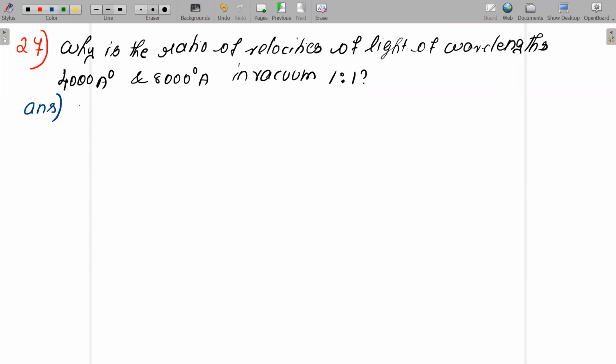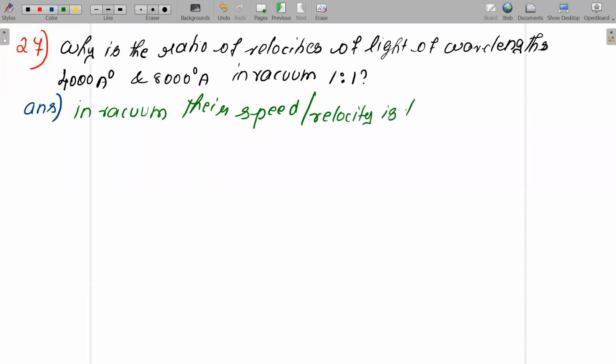In vacuum, children, in exam they'll ask another way. What is the ratio of velocities of wavelength 4000, 8000 angstrom, or velocity of violet and red light? They can ask like this. In vacuum it is 1:1, their speed is the same. Like that, you should think, children. In physics, mathematical skill is not the only thing necessary. You need to think and answer.